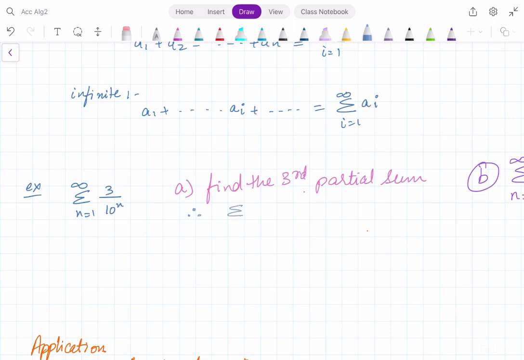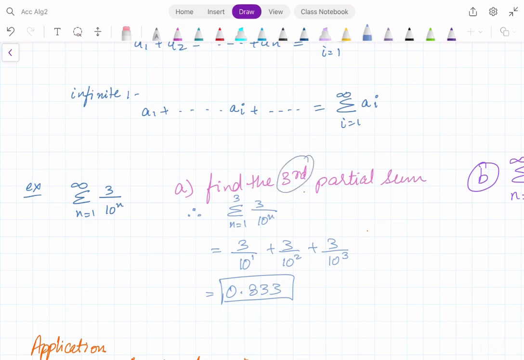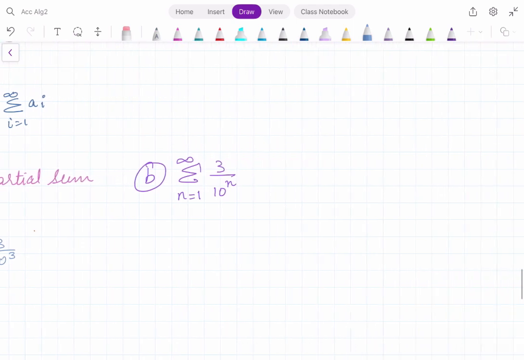And the term is there. But in the first problem, they want us to change the upper bound from infinity to 3 because they said third partial sum. So whenever the word partial is there, that means they want you to change that infinity into that particular number. So if I plug the value of n as 1, 2, and 3, you will get a finite number as 0.333. So they want the third partial sum.